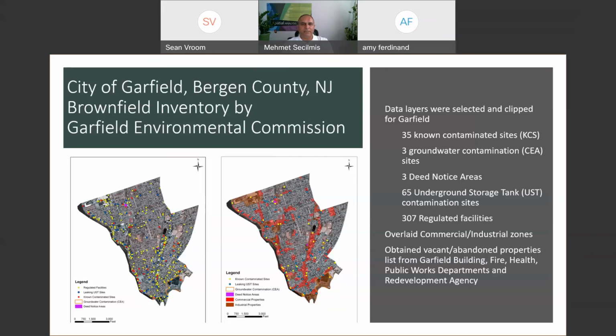What we did simply is we looked at what existing data was available for the city of Garfield. Regulated facilities, about 307 regulated facilities. Underground storage tank leaking sites, contamination sites, 65. Known contaminated sites, about 35. Groundwater contamination areas, deed notice areas. We looked at those. We also looked at commercial and industrial zones that we wanted to target. And as another step, we also obtained vacant, abandoned properties from the fire, building, and public works departments, and overlaid them on a map.